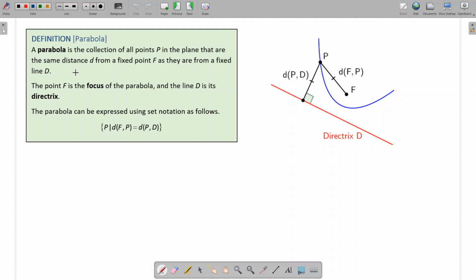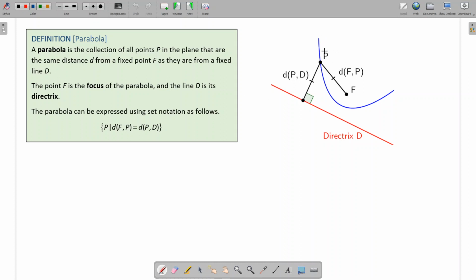We're going to define it as what's called a locus of points, meaning a set of points that have a certain property. So this definition says that a parabola is the collection of all points P in a plane that are the same distance d away from a fixed point F as they are from a fixed line D. So that's a lot of words.